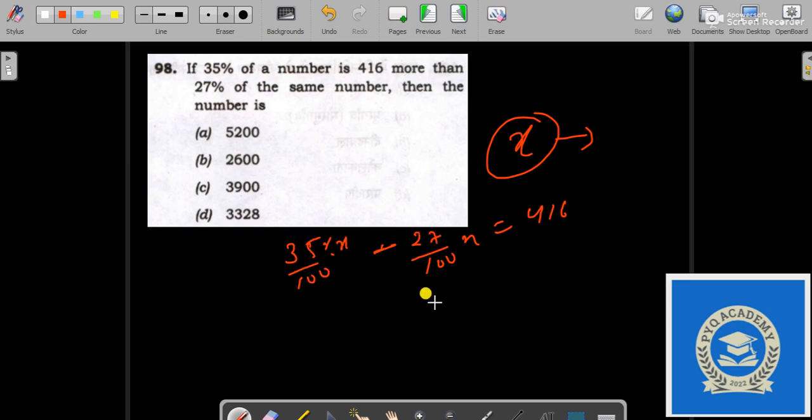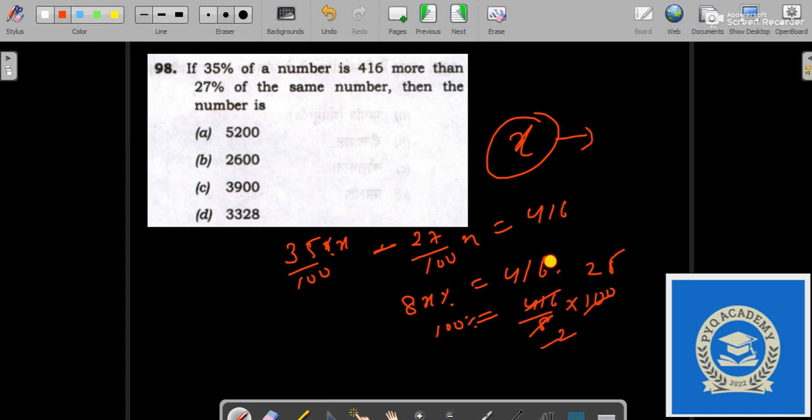So how much will it be? 35 minus 27 is 8%. So 8% is equal to 416. Then how much will 100% be? For 100%, it will be 416 divided by 8, into 100.